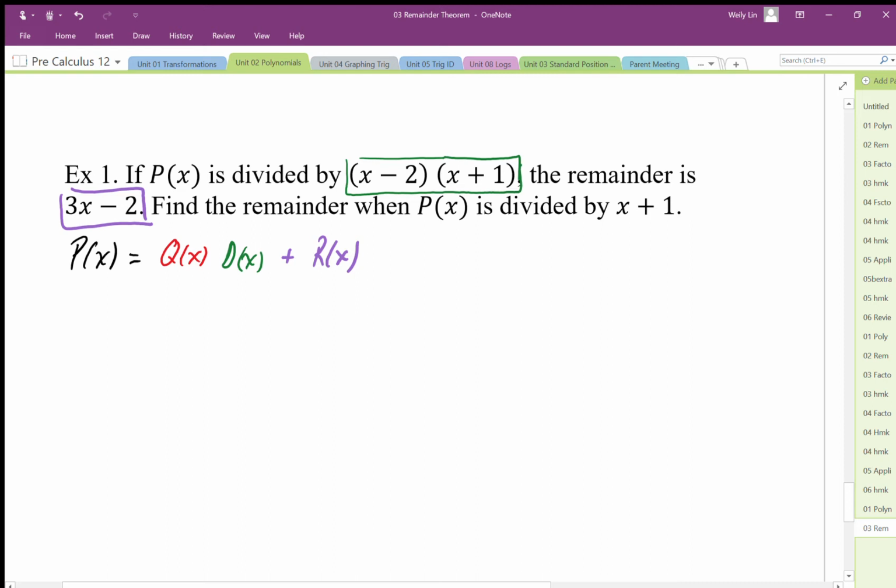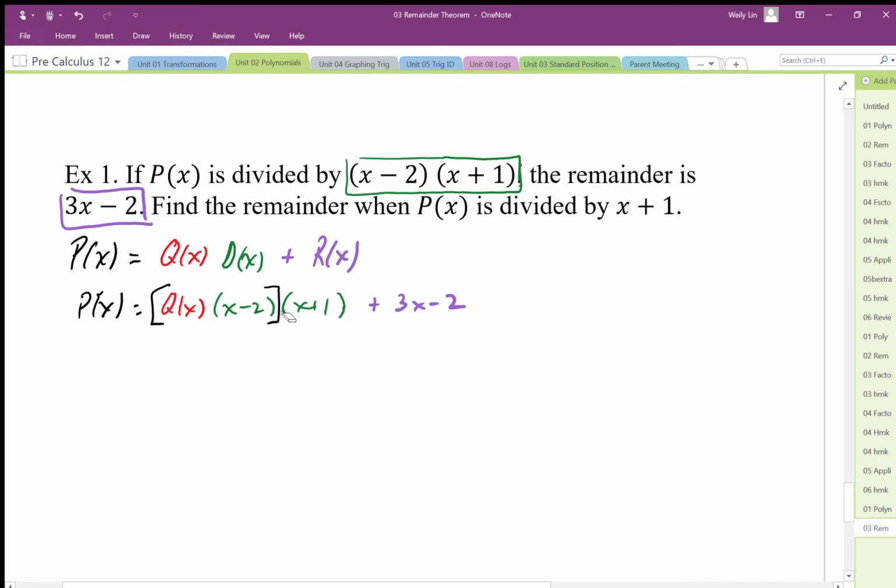Now, this is kind of complicated to think about. However, let's write out what we do know. So we have p of x unknown, q of x unknown. Our d of x is known though. We know d of x is represented by these two factors, and we also know our r of x. So what happens if we only divide by one of these factors? Well, if I just divide by x plus 1, really, this then becomes my q of x.